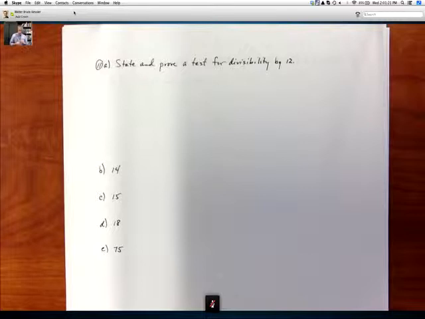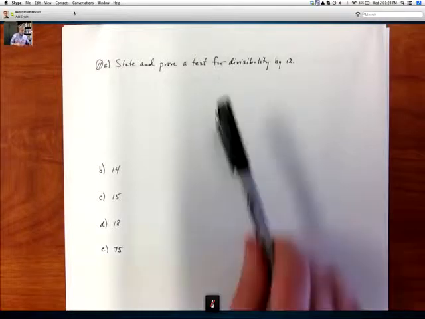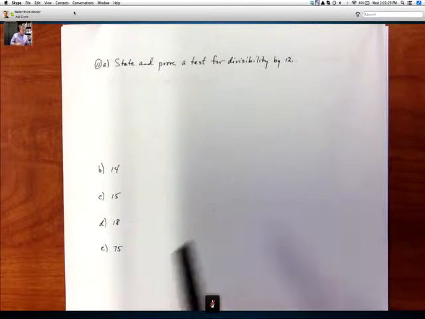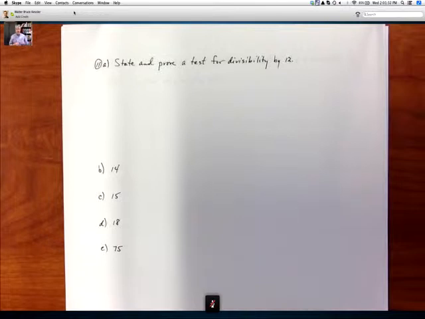So let's start with 11a. They say state and prove a test for divisibility. By the way, I love the word divisibility. You see all the I's? D-I-V-I-S-I-B-I-L-I-T-Y. Love it. Just rolling over with I's. But state and prove a test for divisibility by 12.